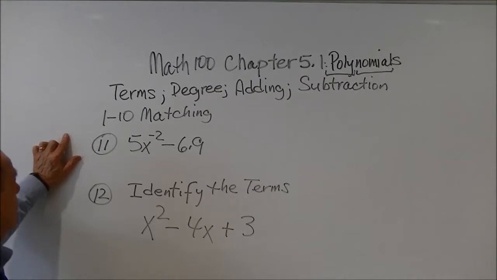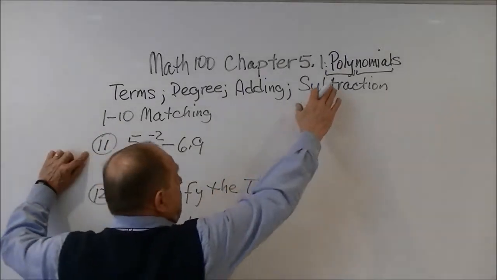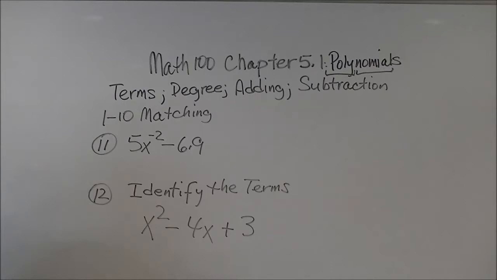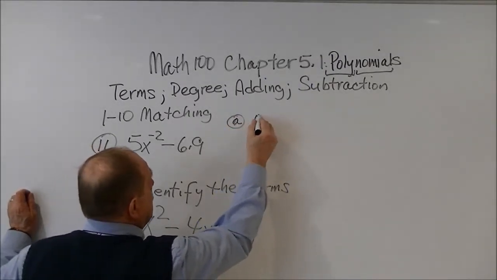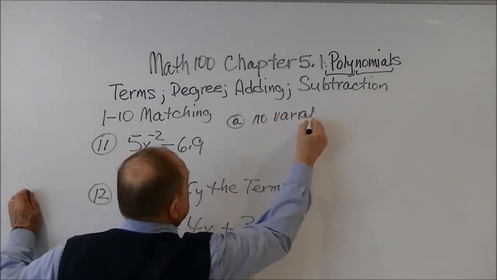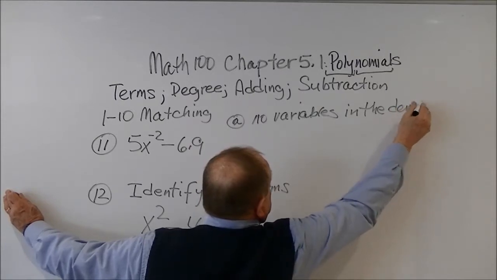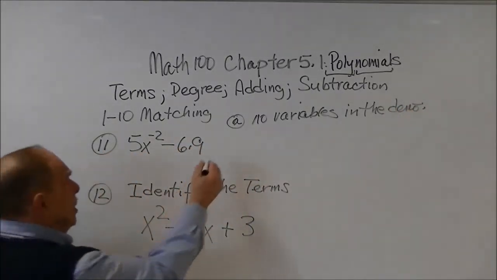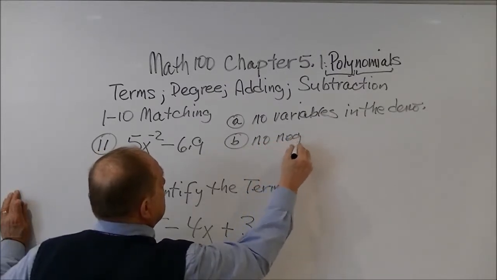The first thing is an interesting one, number 11, and it's to define whether or not this expression is, in fact, a polynomial. Now, there's a couple of qualifications, if you're reading your textbook, of what makes a true polynomial. Part A of that is that no variables in the denominator. And part B is no negative exponents.